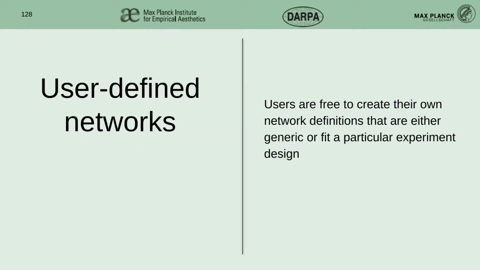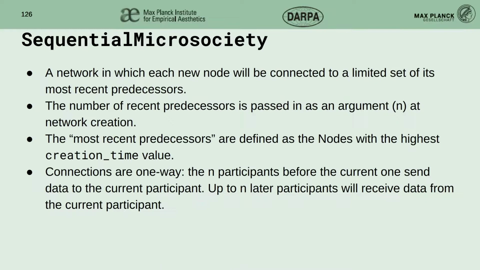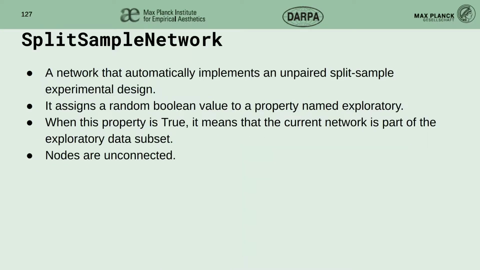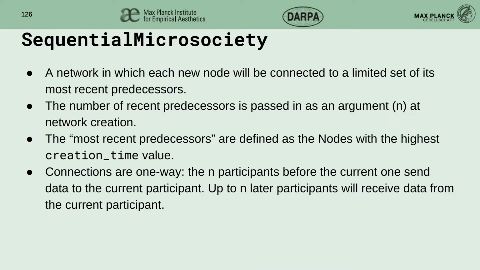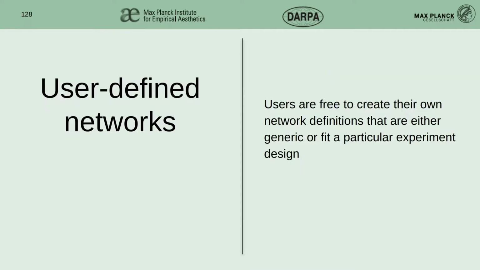Okay, then we have some user-defined networks, the point being that we are all free to create our own network definitions that are either generic or for our particular experimental designs. In fact, some of these that are built in actually were built for that purpose, where somebody had a need, like the split sample design or a sequential microsociety, and built it. But there are several of them that are really specific to particular experiments or experimental designs. And so here are some examples of those.